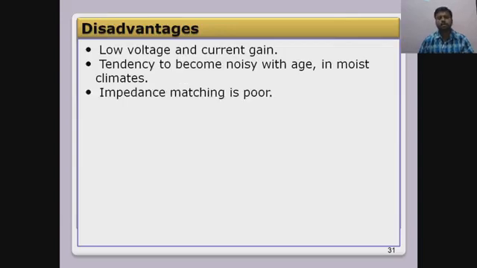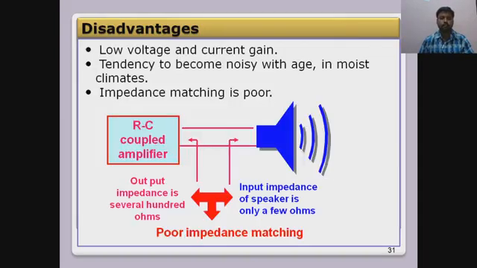The impedance matching is very poor. The output impedance matching is poor in the RC coupled amplifier. See, the RC coupled amplifier output impedance is of 100 ohms, and the impedance of the speaker is very few ohms. So the impedance matching is poor. Why should the impedance matching be there? Because to transfer the maximum power to the load, we need proper impedance matching.